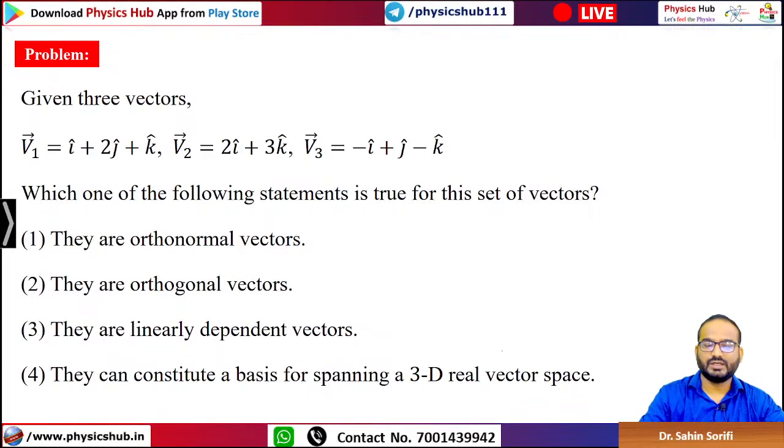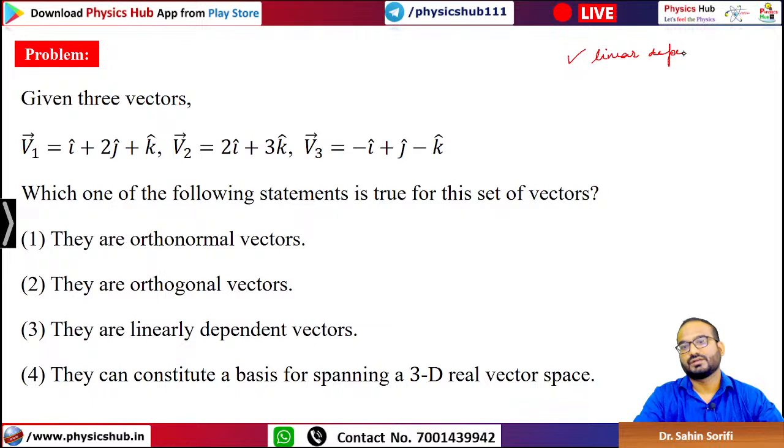Okay, so let me just summarize it again. What you need: firstly, to check linear dependency, the scalar triple product should be 0 for linearly dependent and non-zero for linearly independent. Secondly, orthogonal vectors, and mutually orthogonal vectors. When you have more than 2 vectors, for a set of vectors, each pair should be mutually orthogonal. Then we learned about orthonormal. So I think now the difference is clear between these terms.